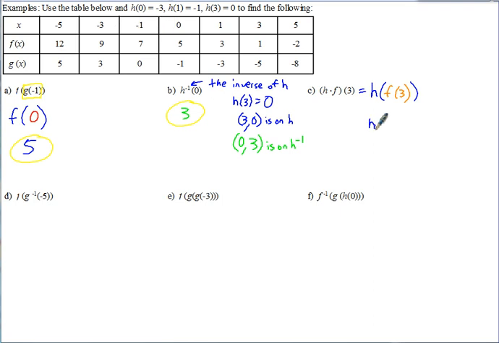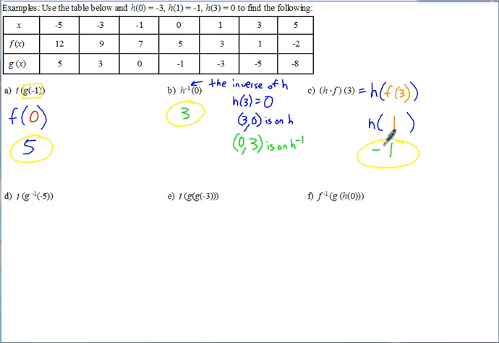So let's first figure out what f of 3 is. Start on the inside again, and look at our table where x is 3 right here. Find what f is, it's 1. F of 3 is 1. And now we want to find h of 1, which is given right up here at the top. H of 1 is negative 1. So that's what h of f of 3 is.